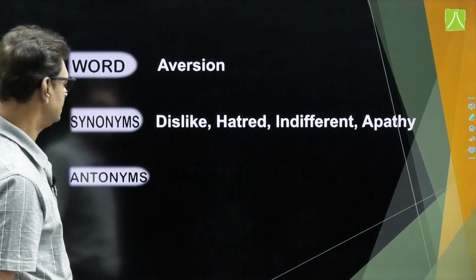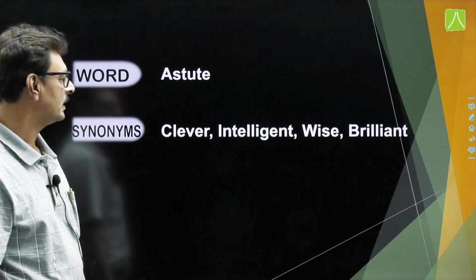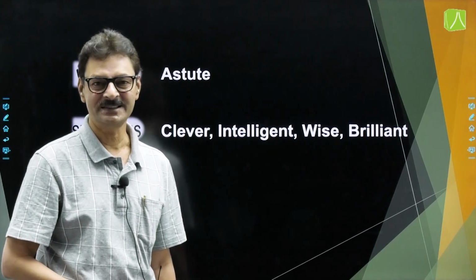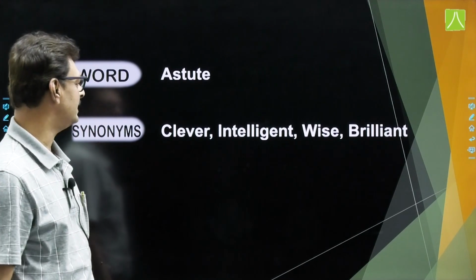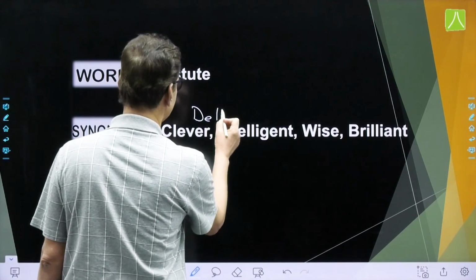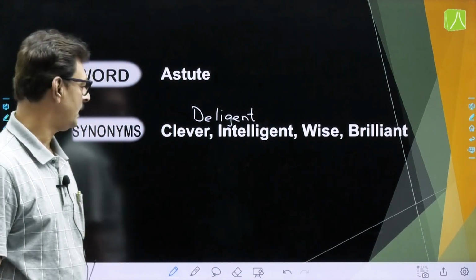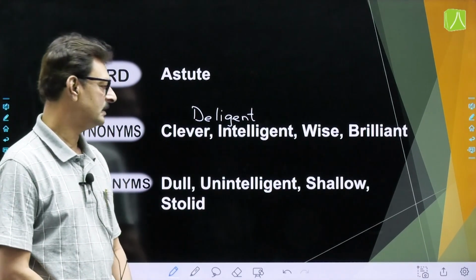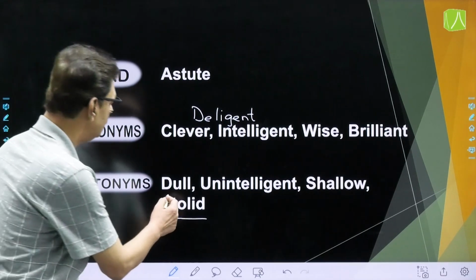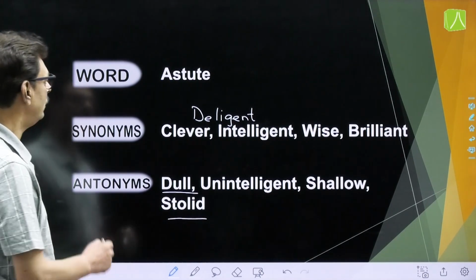Some animation problem? Yes. Next word is astute. Astute का मतलब is clever, intelligent, wise, brilliant. जो आप सब हो, you all are astute students. Yes or no? Yes. So astute means clever, intelligent, wise, brilliant. Yes, diligent. ले सकते हैं इसके अंदर. You can also add diligent to this word list. And the opposite of this will be dull, unintelligent, shallow, and this is not solid, this is stolid. Stolid means dull. The meanings, synonyms as well as antonyms of astute.